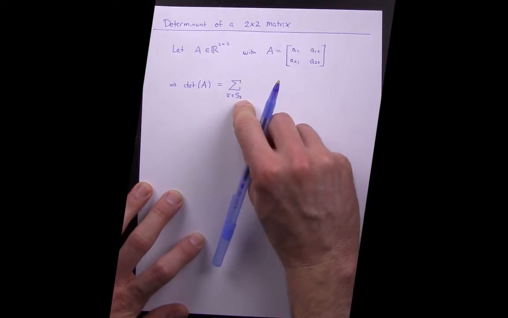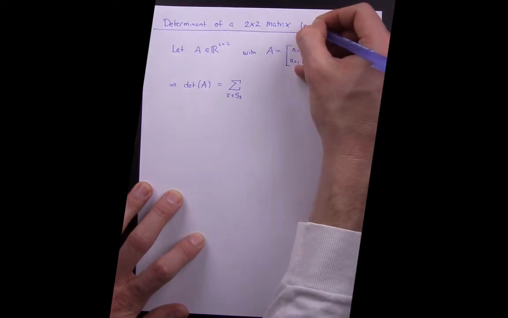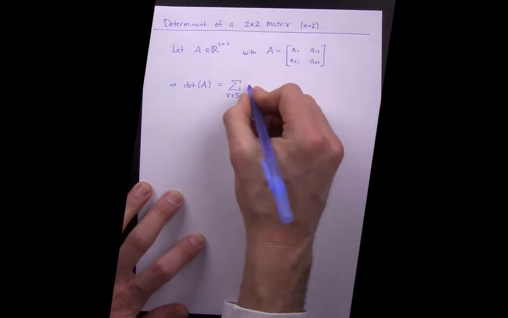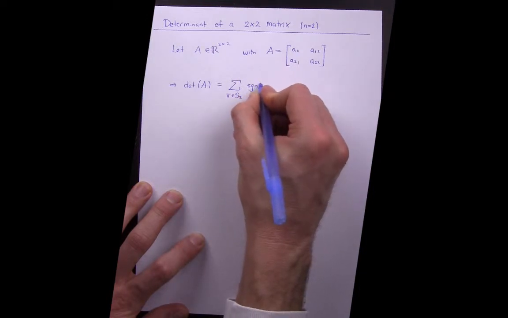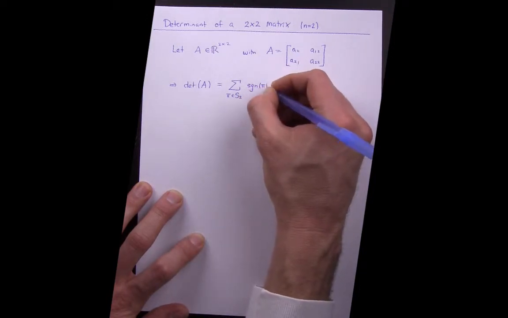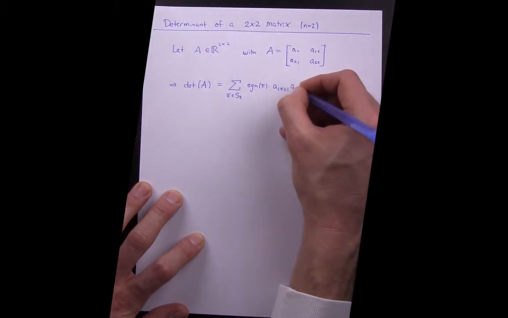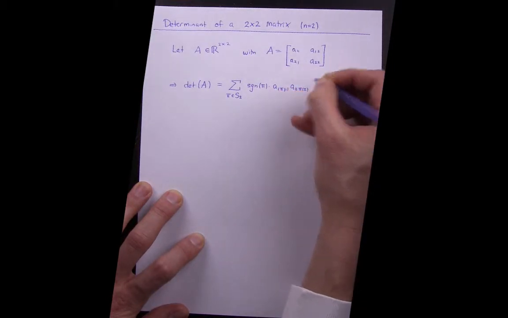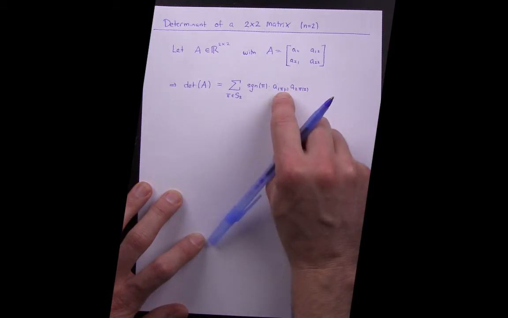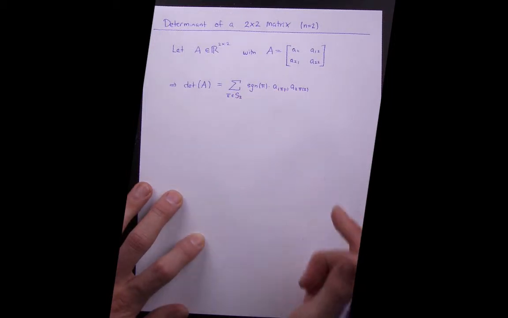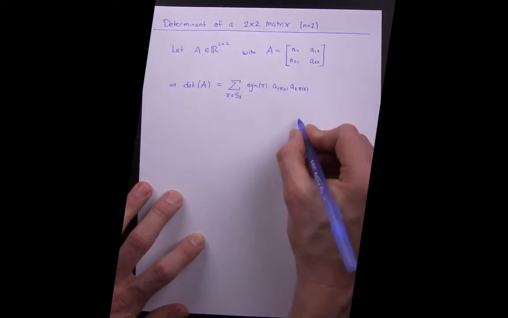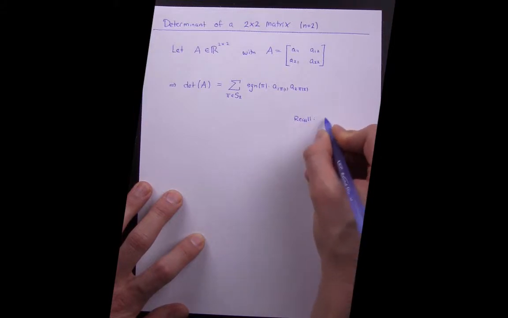in this case n is equal to 2, where we take the sign of the permutation and we multiply by the individual coefficients where the column index is given by the output of each permutation. Well, we saw that S2 had two permutations.